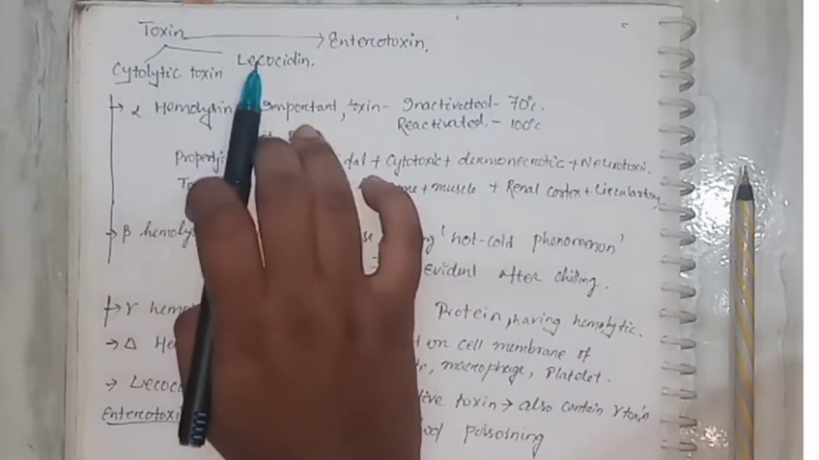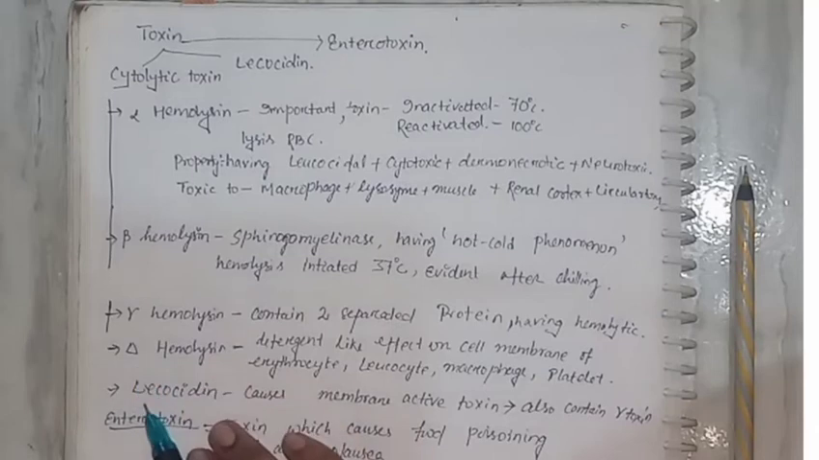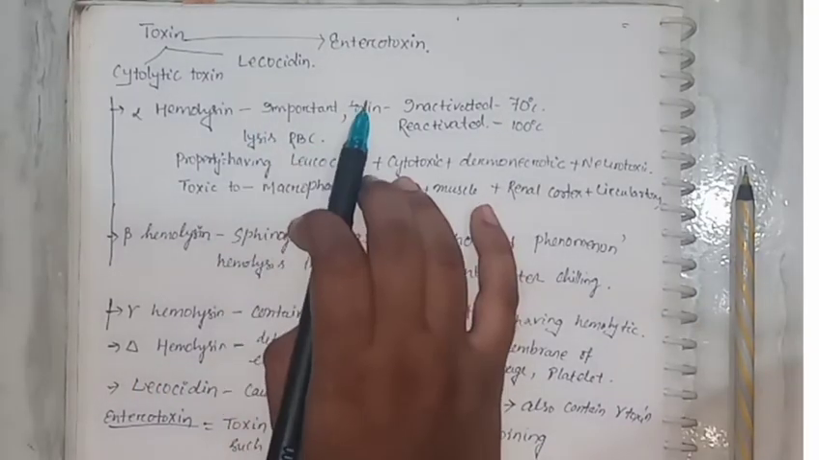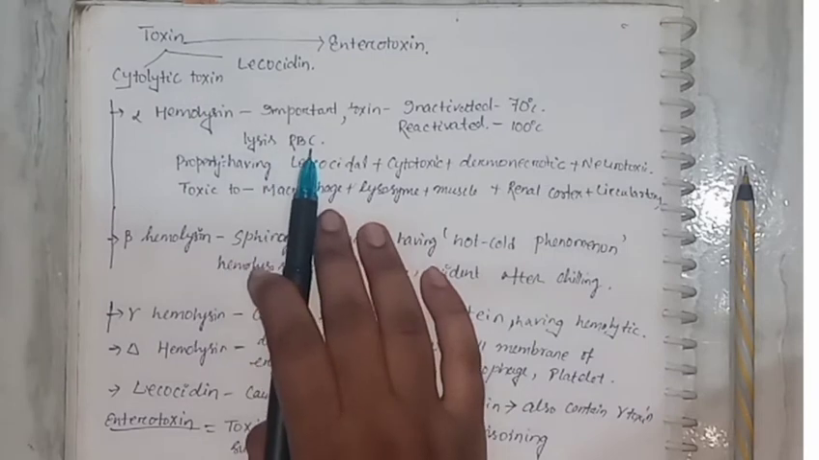There are 3 types of toxin, that is cytolytic toxin, leukocidin and enterotoxin. Cytolytic toxin is divided into alpha, beta, gamma, delta hemolysin and leukocidin. Alpha hemolysin is the important one. What does it cause? It causes the lysis of RBC, mainly rabbit RBC, not human RBC.